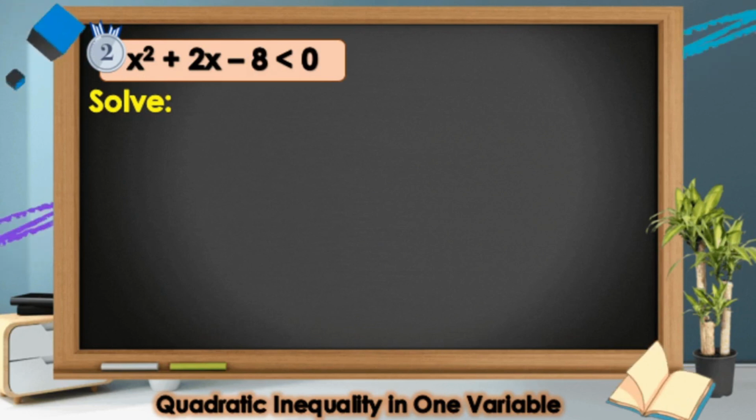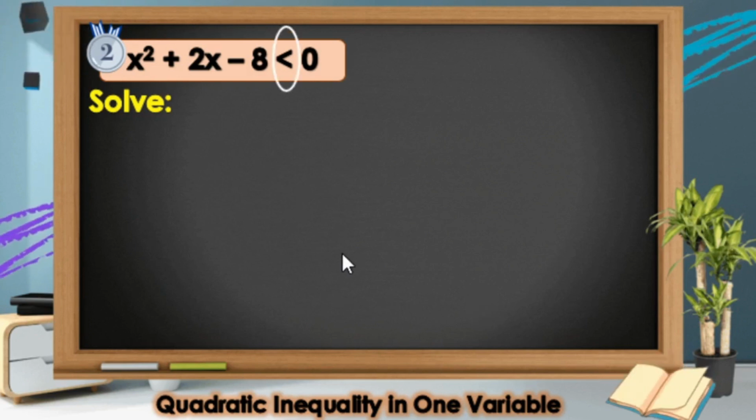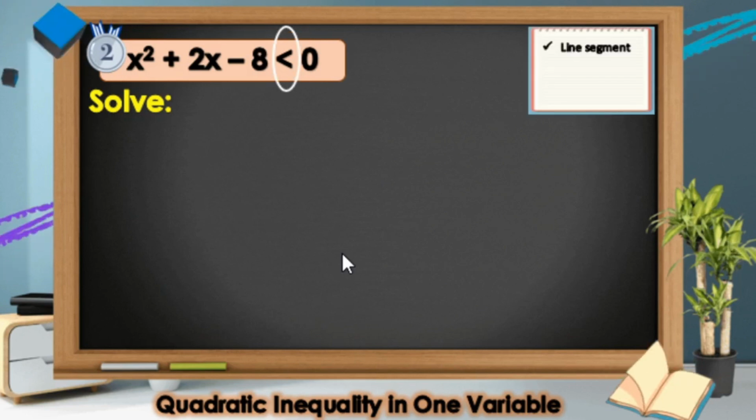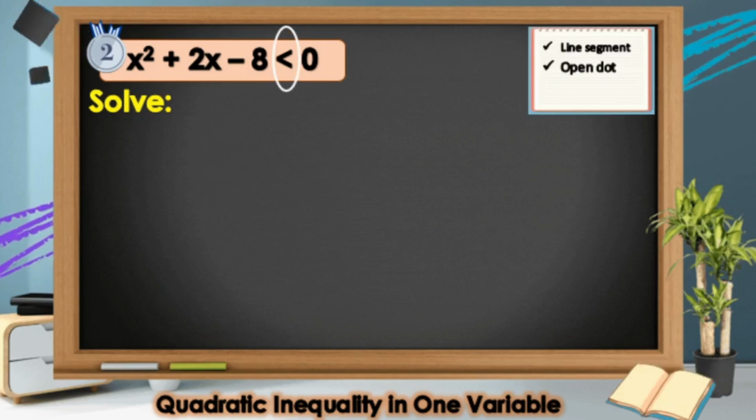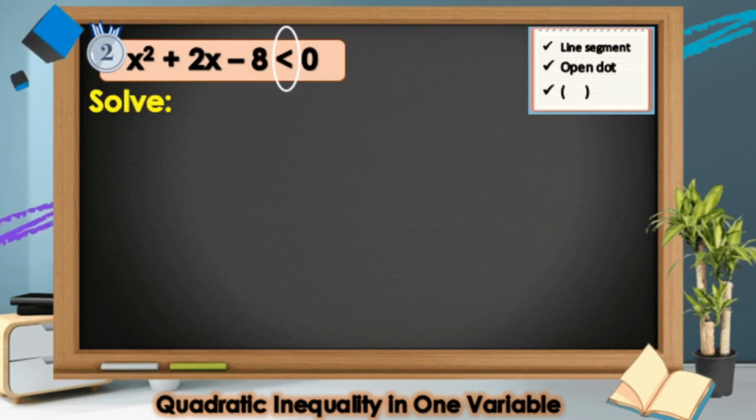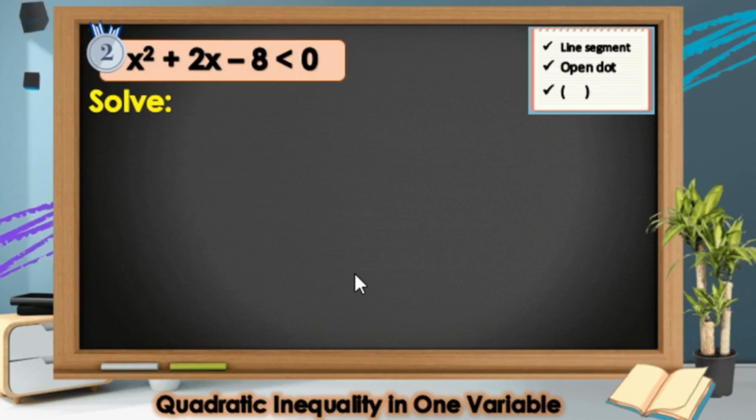X squared plus 2x minus 8 is less than 0. So, titingnan ulit natin ang ating given inequality, which is less than. So, therefore, our graph should be line segment. It should be open dot kasi walang underline, no? And our graph or our solution should be enclosed in a parenthesis. So, we have to change the inequality symbol into equal sign.